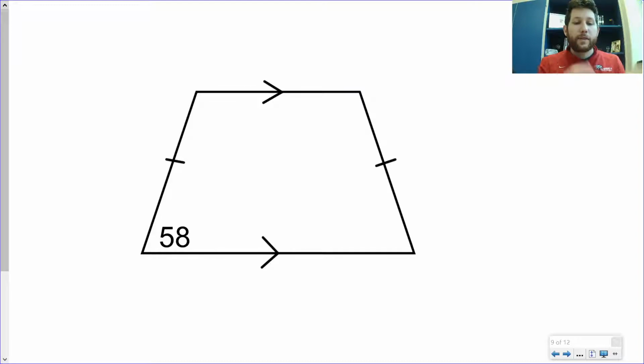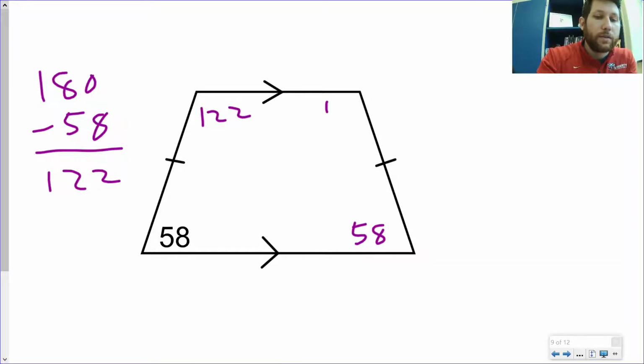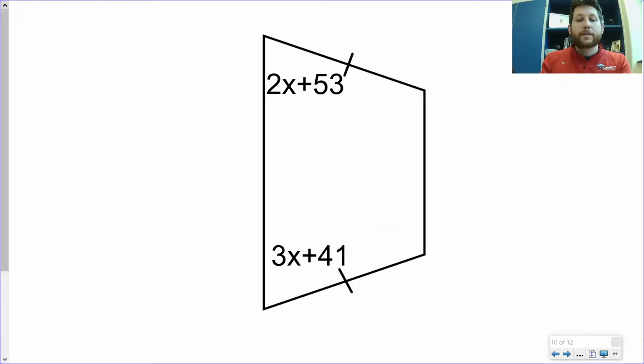So let's say I know that this corner is 58. Let's solve for all the other corners. So I know that base angles are congruent. And I know that angles between the bases add up to 180, just like we did before. So we're going to say 180 minus 58, and I get 122 on each of these. All right? And we're done. That was pretty easy.